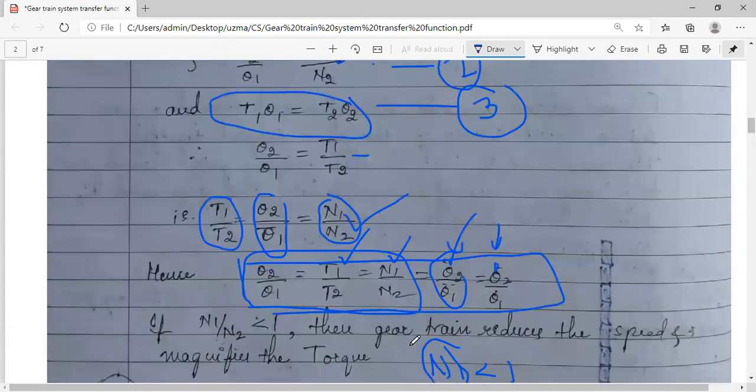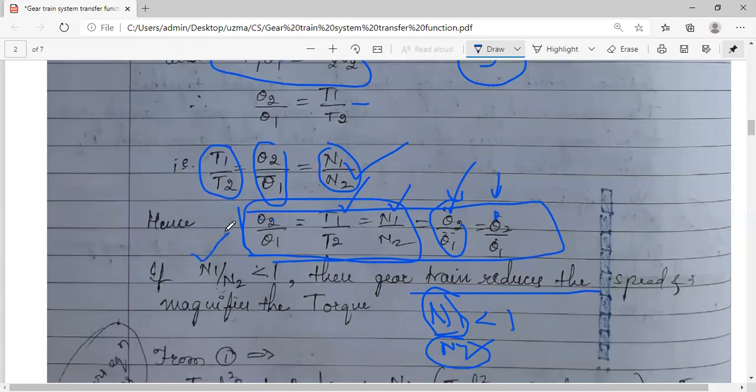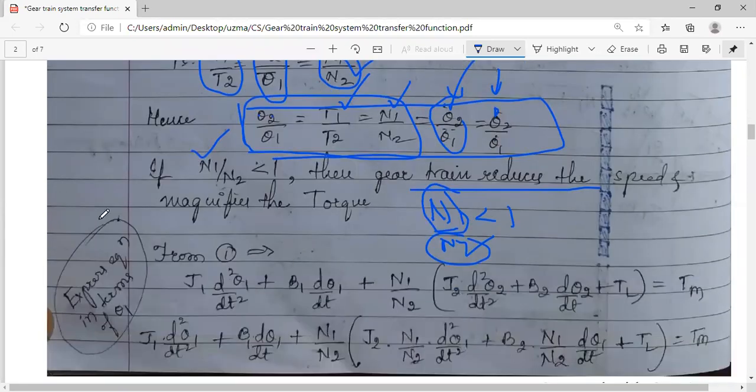For that particular condition, the gear train is ready. Okay, because in a servo mechanism, with a servo motor, the main requirement is high speed and low torque. So that condition is achieved when this condition is fulfilled: n1 by n2 is less than 1. In the sense, n1, the number of teeth in the first gear, should be less compared to the denominator, that is the second gear. Okay.